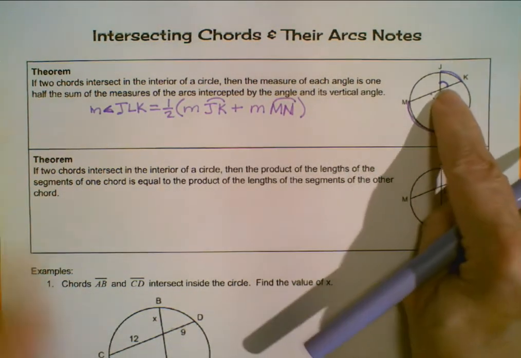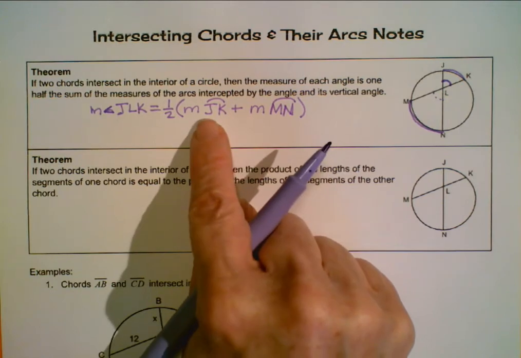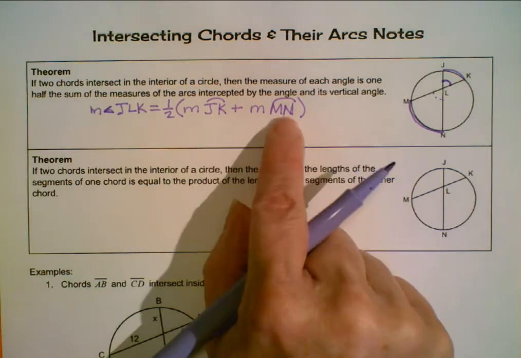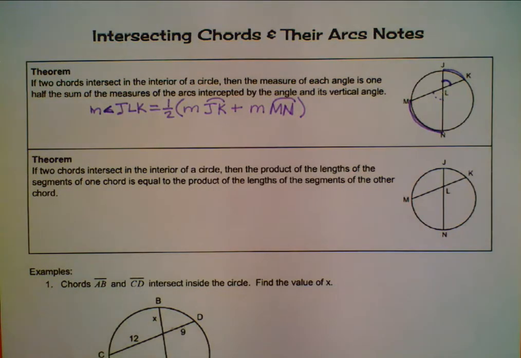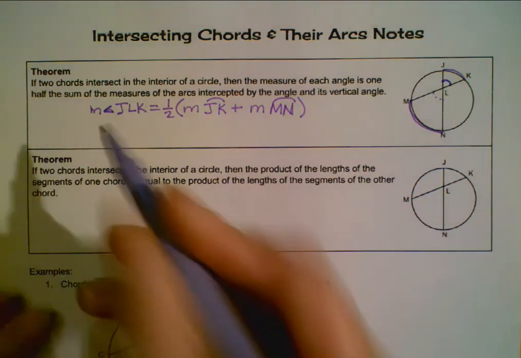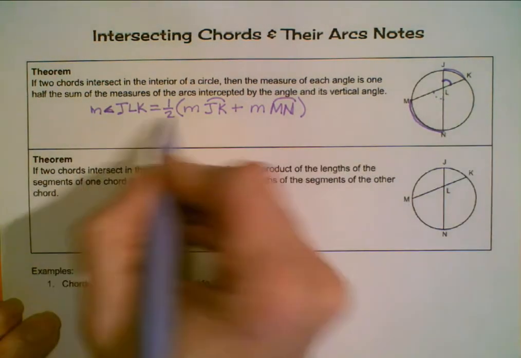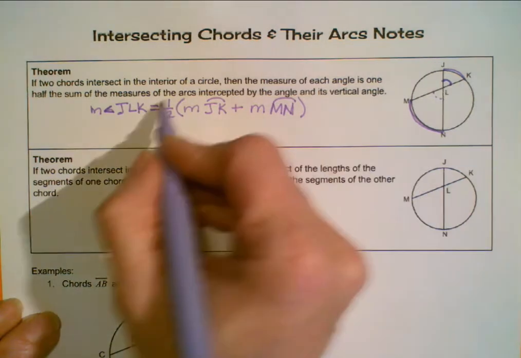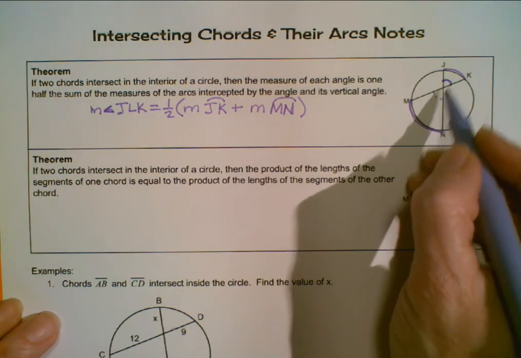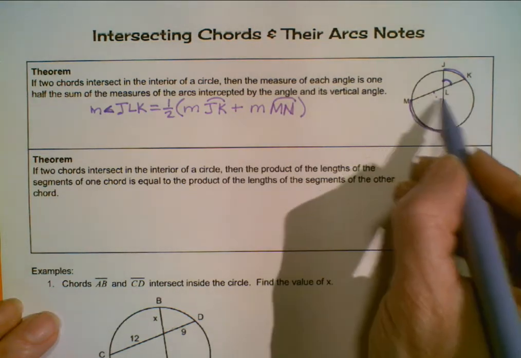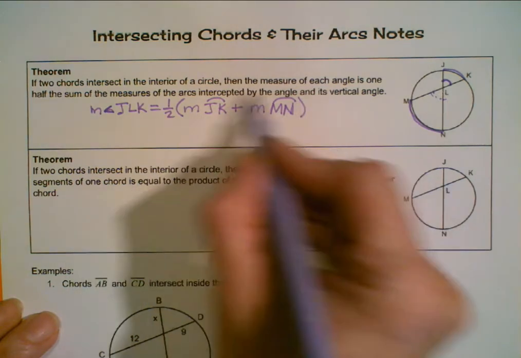So the measure of any angle is 1/2 of the sum of the intercepted arc and the intercepted arc of the vertical angle. Likewise, the same would be true to say that the measure of angle MLN equals the same 1/2 of this sum. Because these two angles have the same measure, remember vertical angles are congruent, then the measure of angle MLN here would also be 1/2 of this sum.